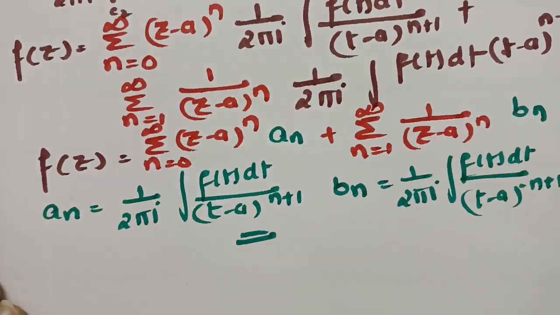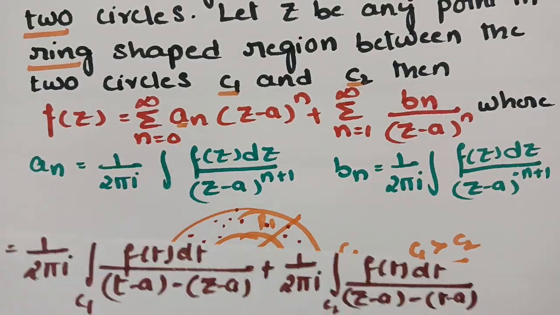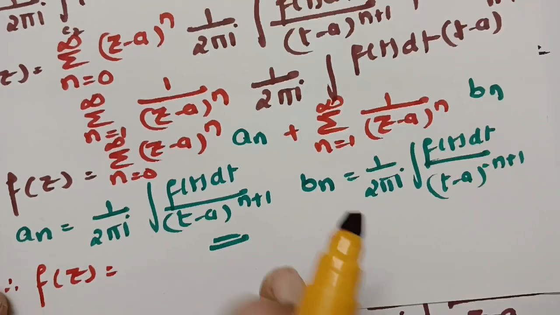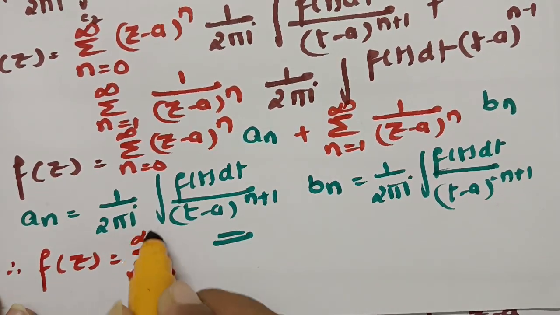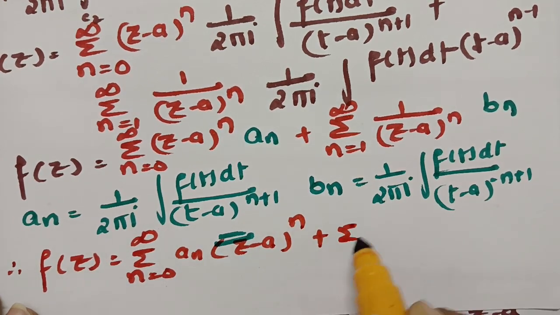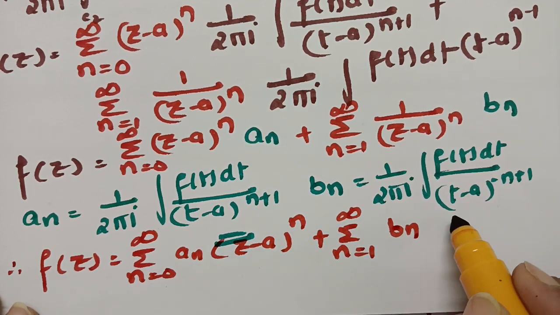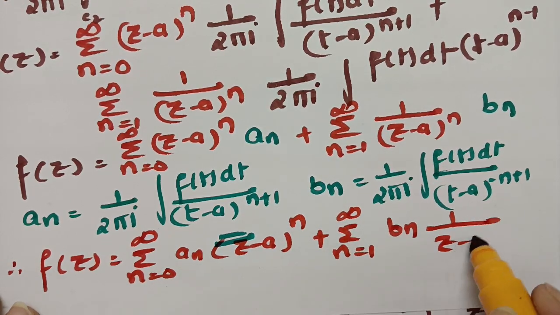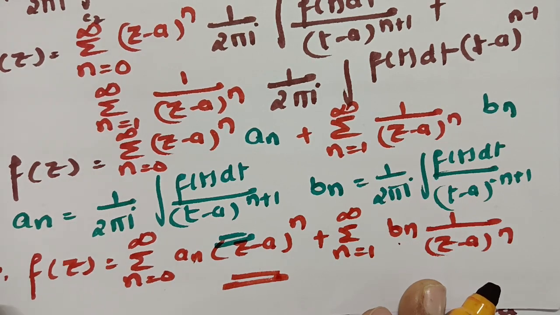Therefore, we got f of z. So f of z is equal to, according to the statement, sigma n equals 0 to infinity a n into (z minus a) power n, plus sigma n equals 1 to infinity b n by (z minus a) power n, where a n is this one and b n is this one. Hence, this is the Laurent theorem proof.